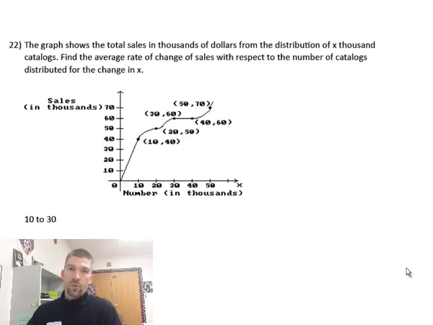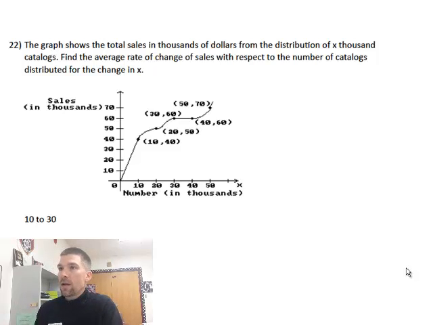Okay, what we're going to look at with this problem is where you've been given a series of data, a bunch of points on a line, and it's basically showing a graph between catalogs and sales. So what they want us to look at is kind of the limit as we are approaching a specific point. They give us all this information, and they just ask us to find the average rate of change of sales with respect to the number of catalogs distributed for the change in x.